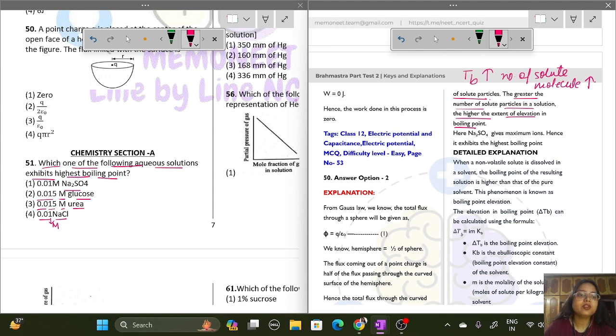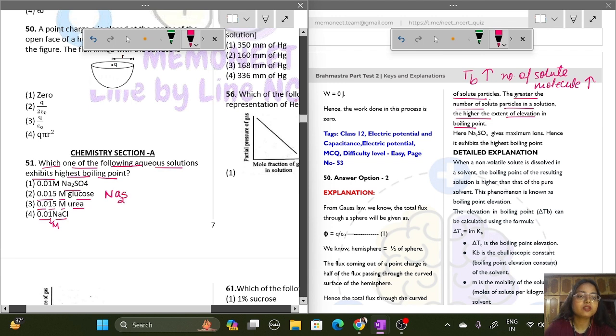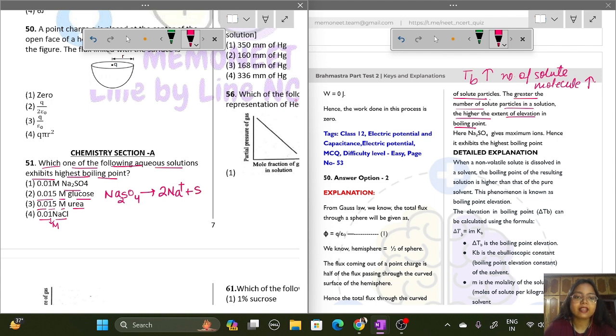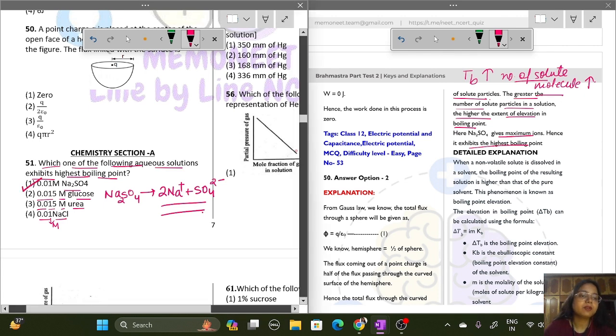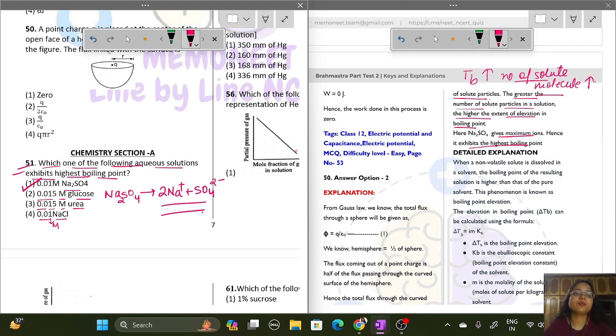In the first option, Na2SO4 dissociates into 2Na+ and SO4 2-, so this will contain the maximum number of ions, and hence the maximum number of solute particles. Similarly, it will have the highest elevation in boiling point. So for question 51, option number 1 is the correct option.